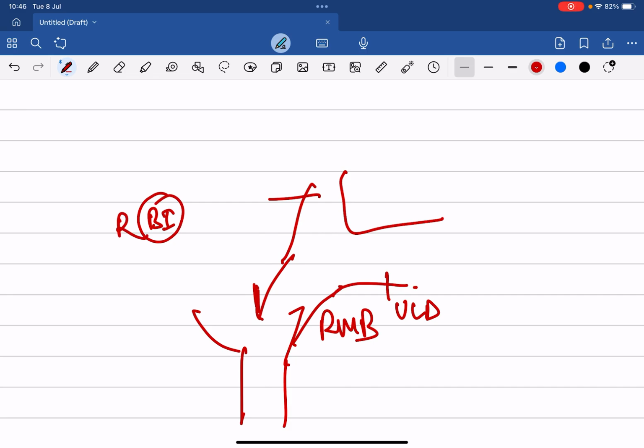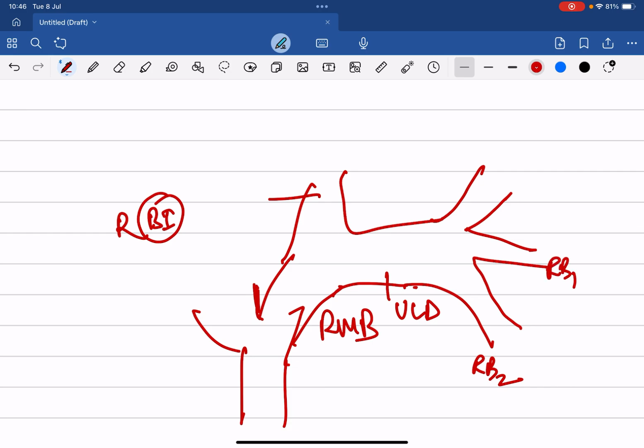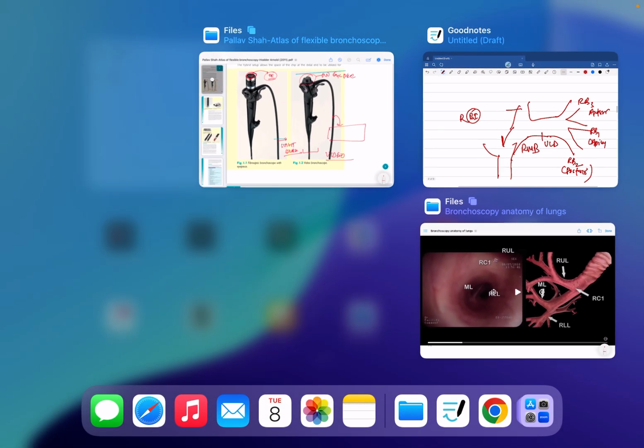This upper lobe division is further divided into three bronchopulmonary segments. This is RB2, this is RB1, this is RB3. This nomenclature should be remembered. RB1 is the apical segment, RB2 is the posterior segment, and RB3 is the anterior segment. So first look at this in the video.